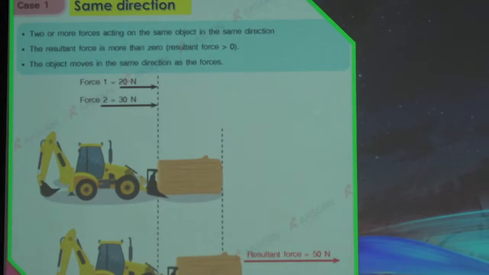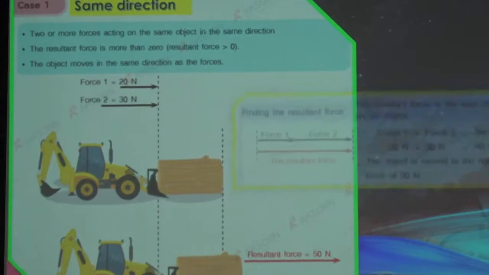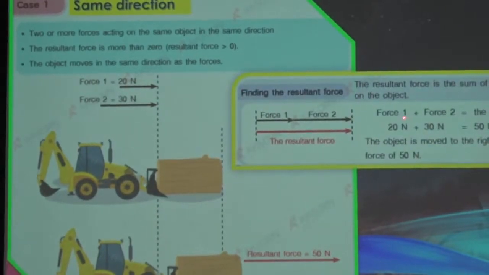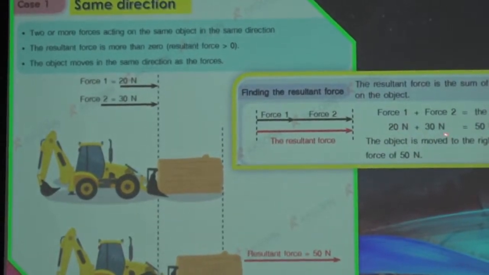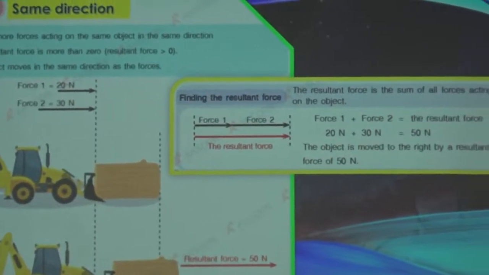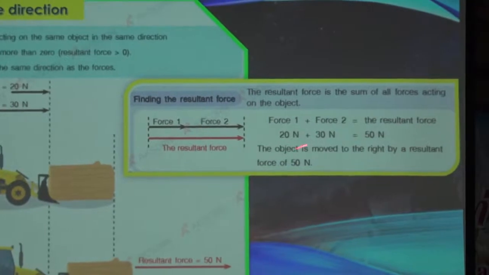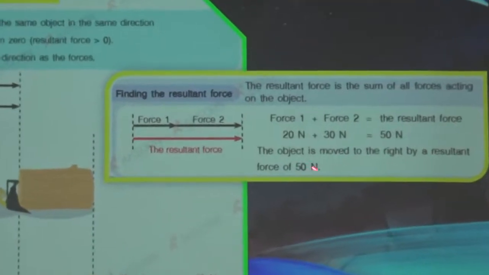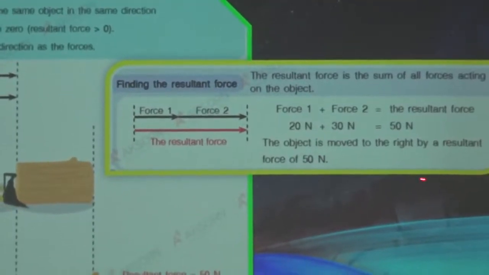For example, here we have force 1, which is 20 newtons, and force 2, 30 newtons, going to the right. So what you will do is just add the 2 forces because they're going in the same direction. Force 1, which is 20 newtons, plus force 2, that's 30 newtons. So the resultant force will be 50 newtons. So the object is moved to the right by a resultant force of 50 newtons.